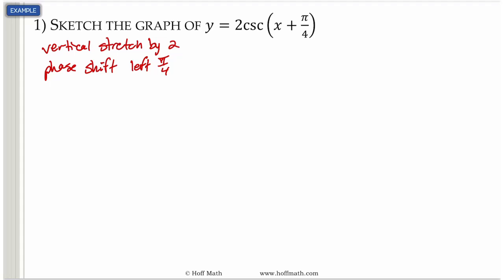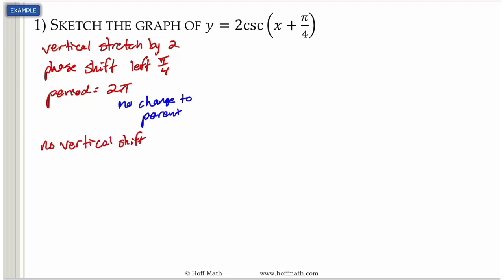We don't have any changes to the period, so there's not going to be any kind of horizontal dilation. And if they ask for the period, of course the period is going to be 2 pi. But that means you're going to have no change to the parent graph. And then also you're going to have no vertical shift. So that also means you're not going to have any change to the parent graph there.